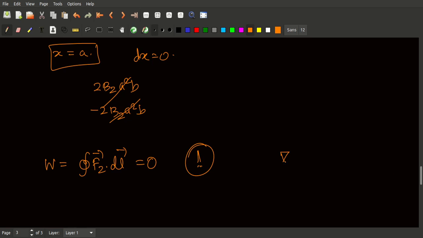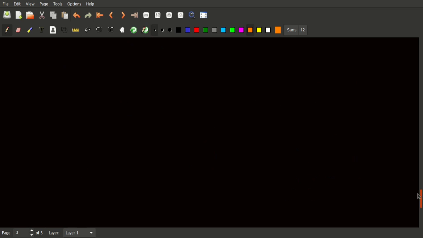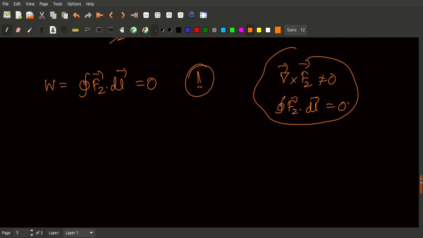Like I said earlier, del cross F2 was not equal to 0, and we called this a non-conservative force, and even when we are looking at F2 dot dl, we are getting it equal to 0. For conservative forces, it has to vanish. What is happening here? The point is that this may not be true for all the paths. We took only one or two paths here, a circular path and a rectangular path. Let's take a semicircular path. What will happen? Let's see.